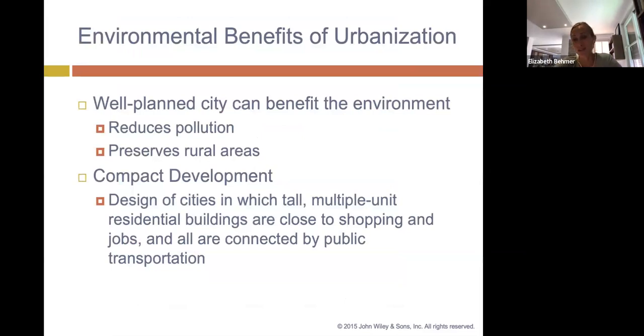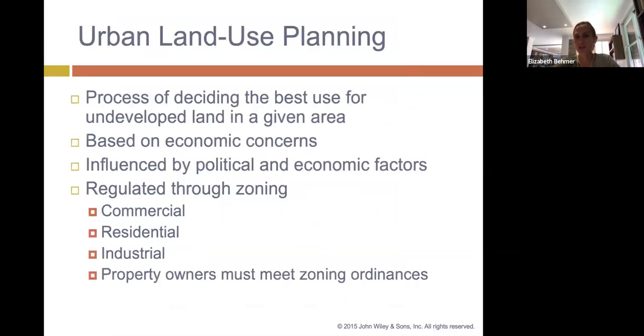What are some benefits of urbanization? There's not all negatives. A well-planned city can benefit the environment. If it's well-planned, it can be designed in a way to reduce pollution and preserve rural areas. Compact development is the design of cities in which tall, multi-unit residential buildings are close to shopping and jobs and are all connected via public transportation. Public transportation is huge in helping with long commutes and pollution.